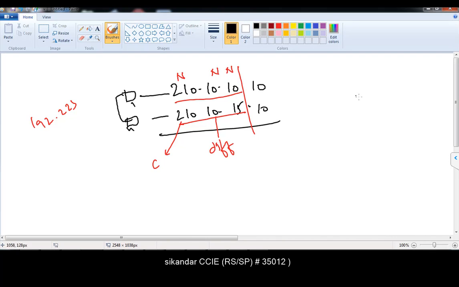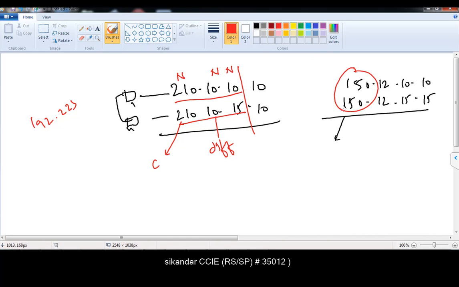Similarly, if I take one more example, let's write down 150.12.10.10, one device, and another device 150.12.15.15. Now the question is the same. Do they belong to the same network? Will they be able to communicate? The answer is yes, because 150 comes in the B class. In the B class there are two network portions and two host portions. In order to be in the same network, the network portion should be the same. In this case, they are on the same network and they will communicate with each other without any problem.